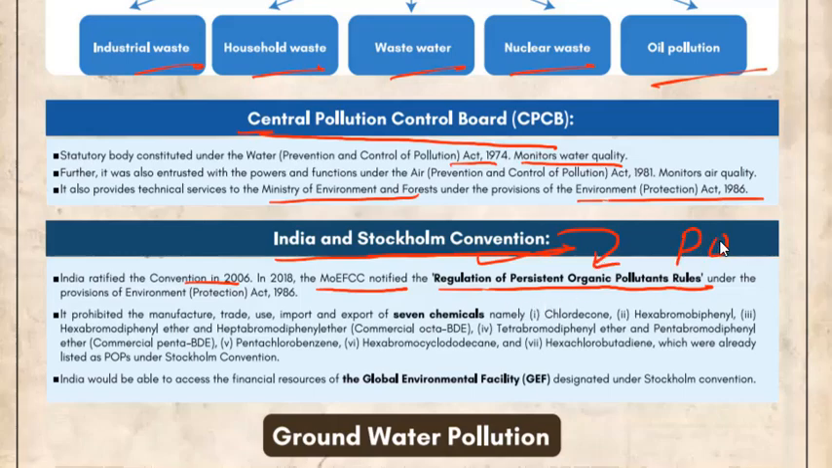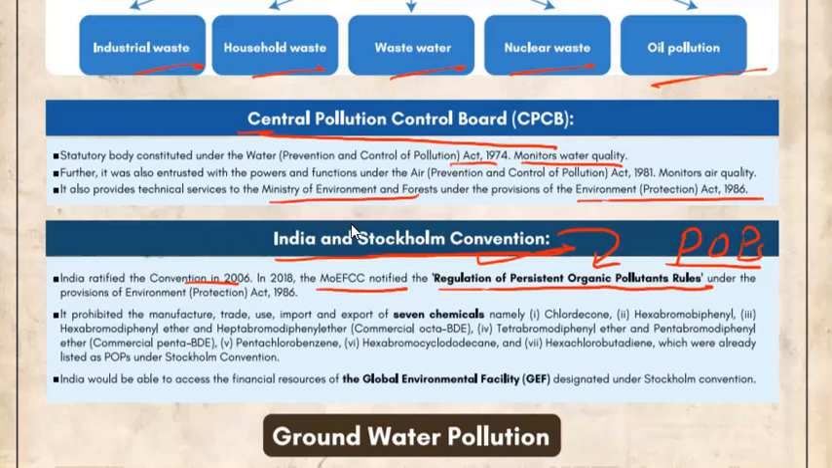We call it POPs. What is persistent organic pollutants? Which can retain in the environment for the long time. It cannot be broken down by the bacteria or anything, which means in the simpler form, it persists. If it comes into the environment, it persists into the environment.